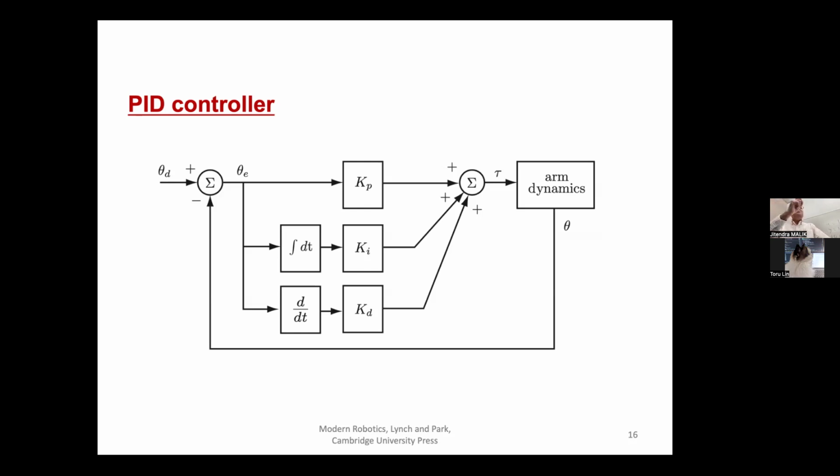The P term, the I term, and the D term, which are indicated by these constants, K sub P, K sub I, K sub D. That you take Kp times the error, Ki times the integral of the error, Kd times the derivative of the error, and you feed that in. That's it. And this is called a PID controller. And the claim is that 95% of controllers used in the real world are PID controllers.